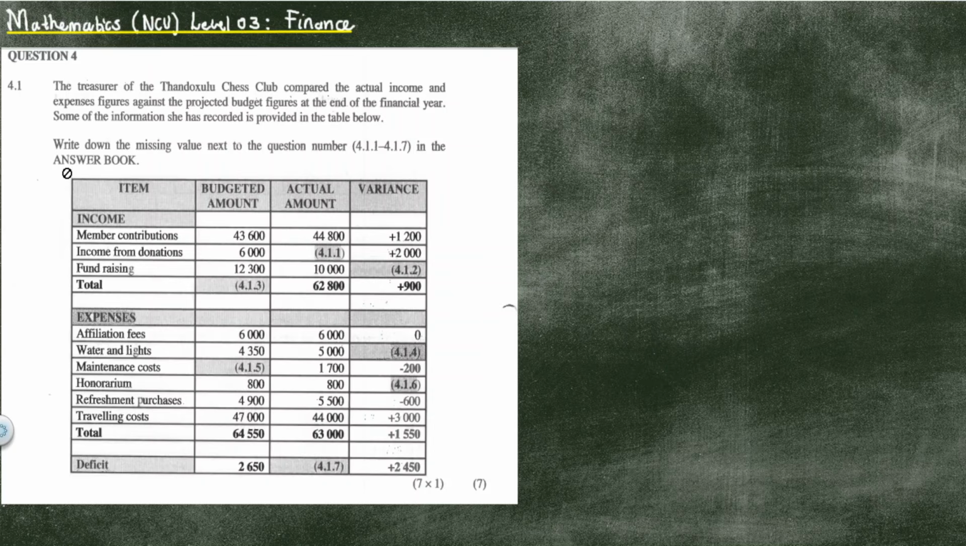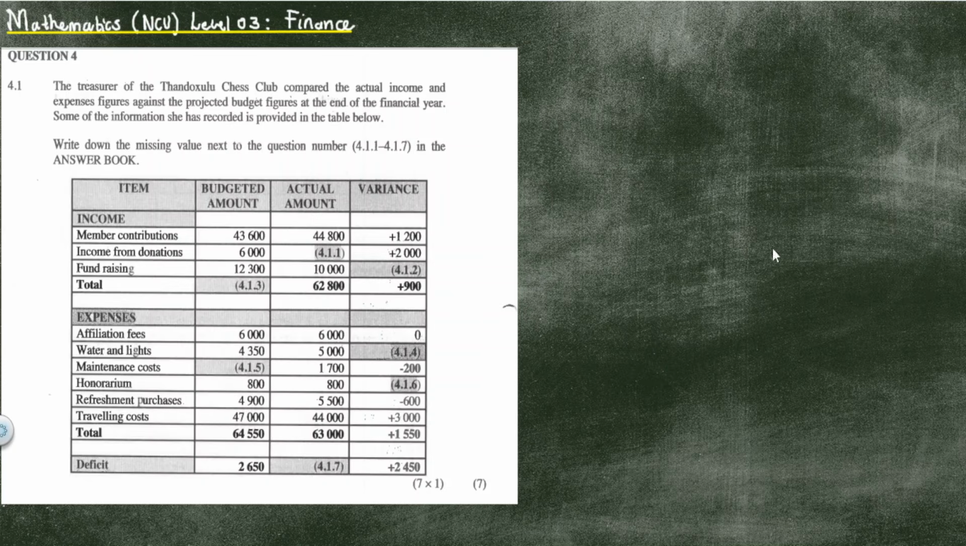All right, so the budget, it's outlined on this table. They want us to write down the missing values next to the question number 4.1.1 to 4.1.7 in the answer book. Okay, so we basically have to fill out the missing values on this table.